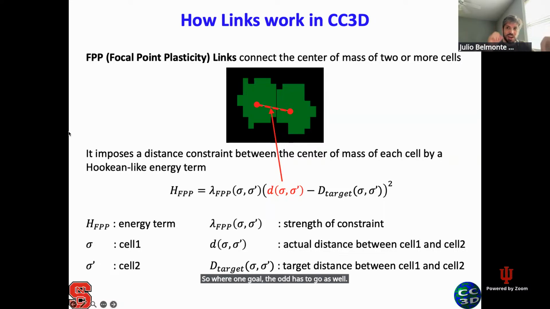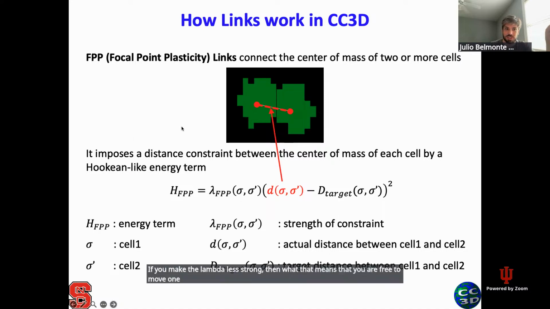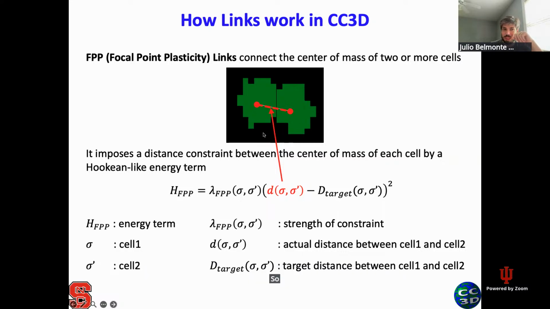If you make the lambda less strong, then you are free to move one cell or deform one cell without deforming the second cell. So this will be the case when you have just two cell links.